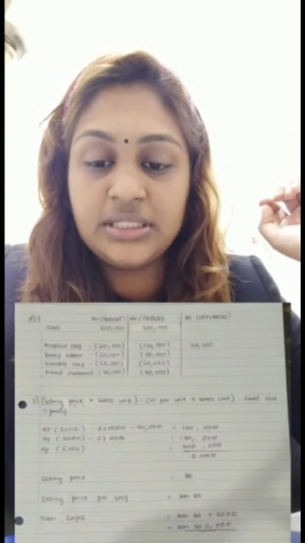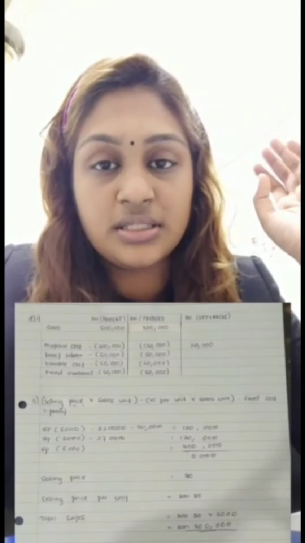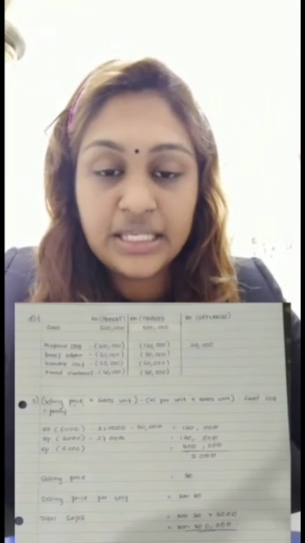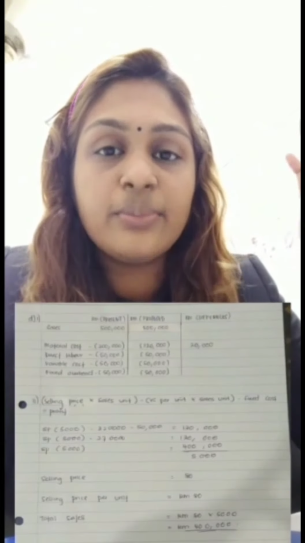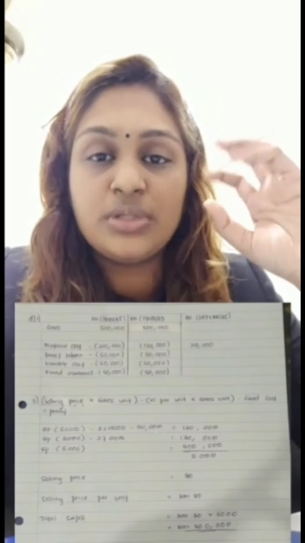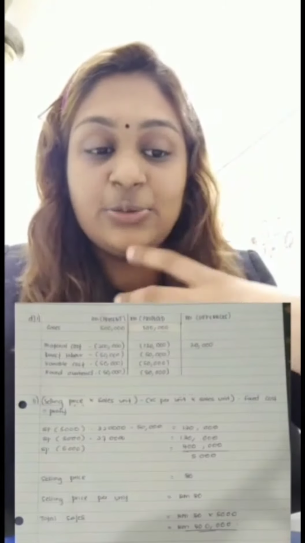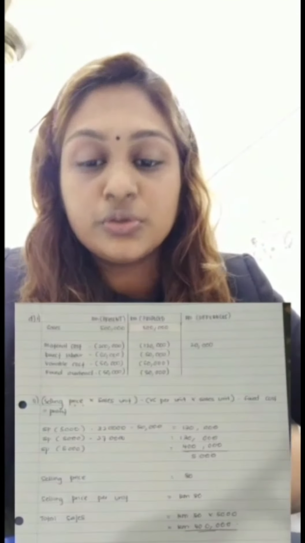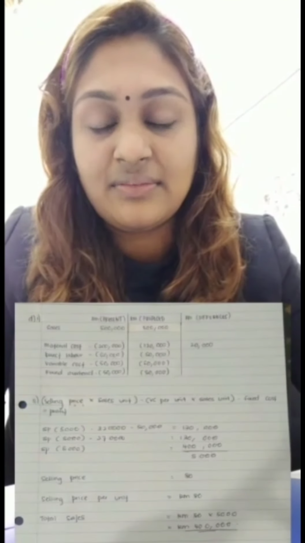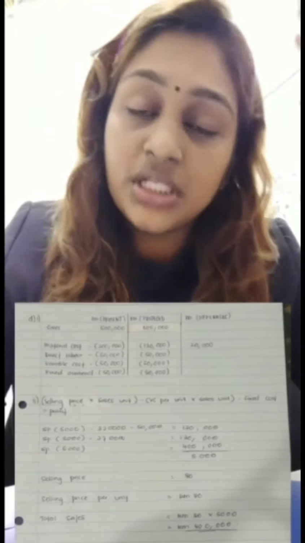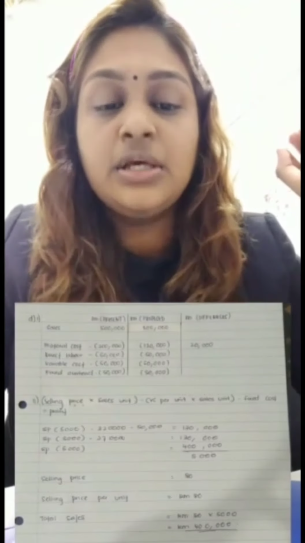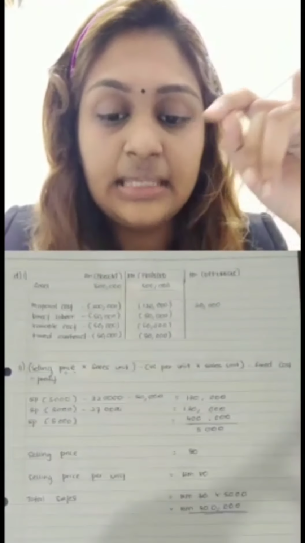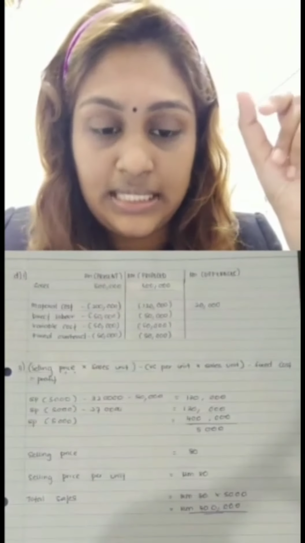So move to the second question. Overall I get 400,000. How I get it: selling price times selling units, minus variable cost per unit times sales units, and minus fixed cost, and get the profit. So how I get the price is 32,000 minus 50,000, so I get 130,000. The selling price per unit is 80 ringgit.